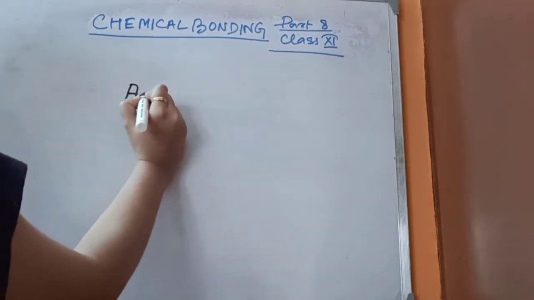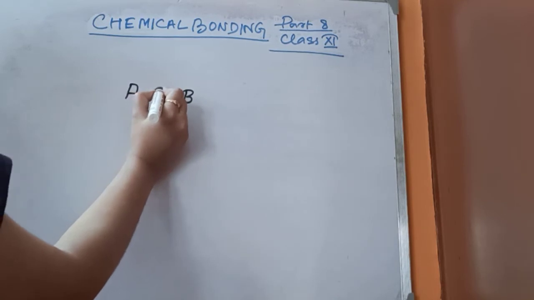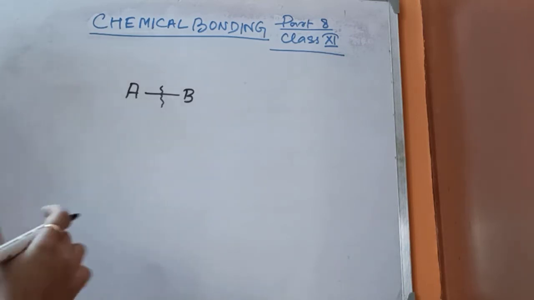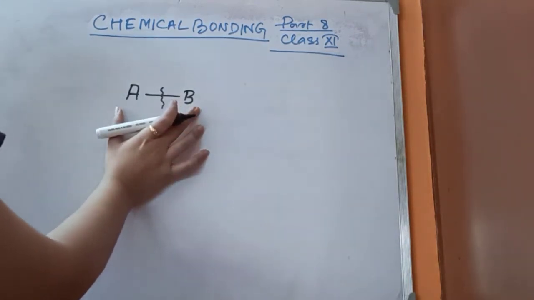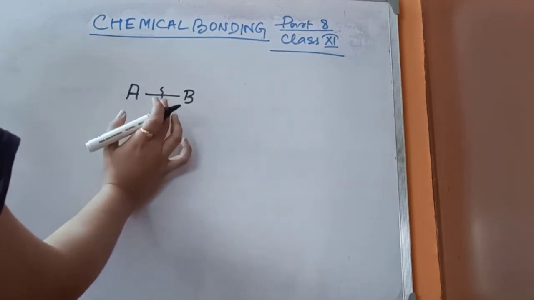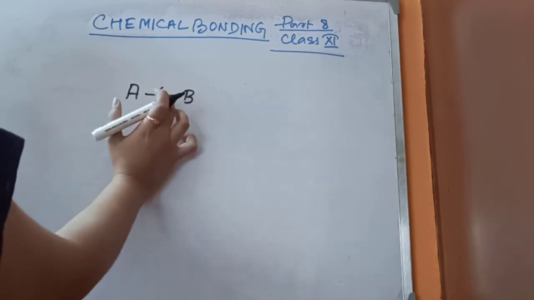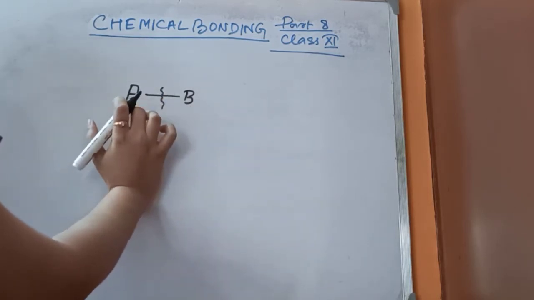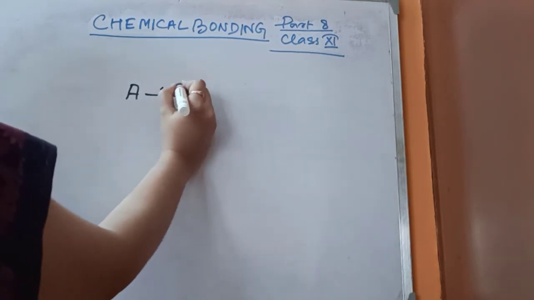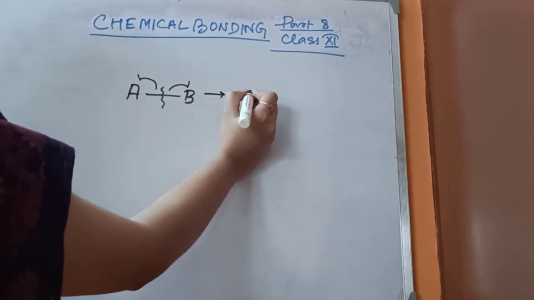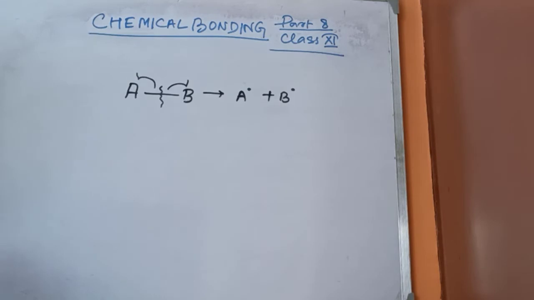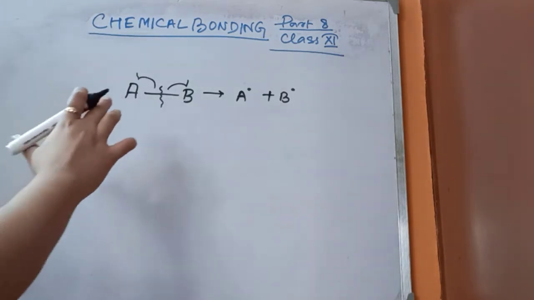It is basically the amount of energy which is required to break a bond between two atoms in the gaseous state, means this molecule has to be in the gaseous state, and the amount of energy that is required to break this bond of the molecule in the gaseous state, resulting in the formation of gaseous atoms or free radicals, A and B free radicals. So it is the amount of energy which is required to break this bond.